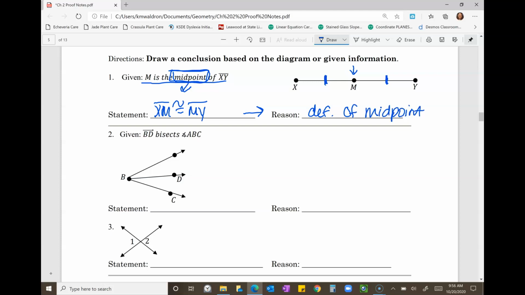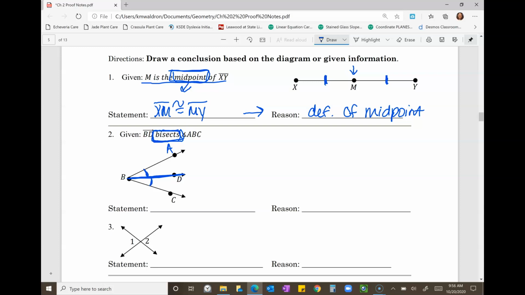Okay, number two, my keyword here is bisects. All right, so BD bisects angle ABC, and look, A is missing, so we're going to put that there. What a bisector does in an angle is the same thing as a midpoint. It cuts the angle into two equal smaller angles. So that means if this is our bisector here, this half and this half have to be congruent to each other.